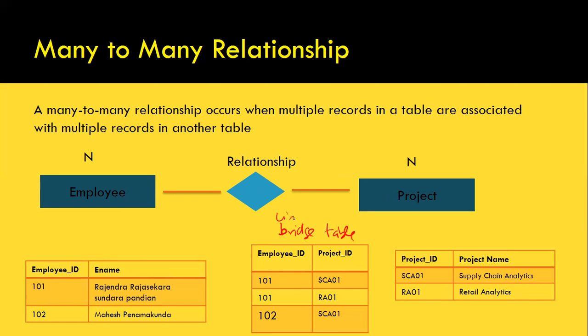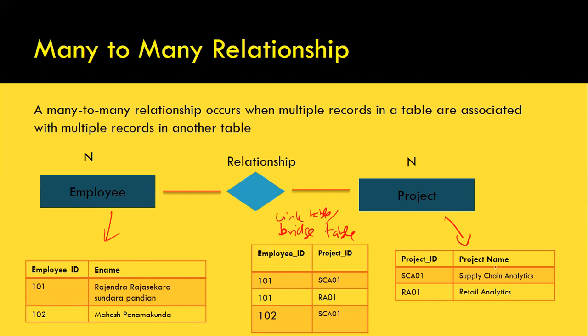It is also called a link table. Okay, bridge table or link table. So what we do is, in this case, for example, in the employee table, I have employee ID and employee name.